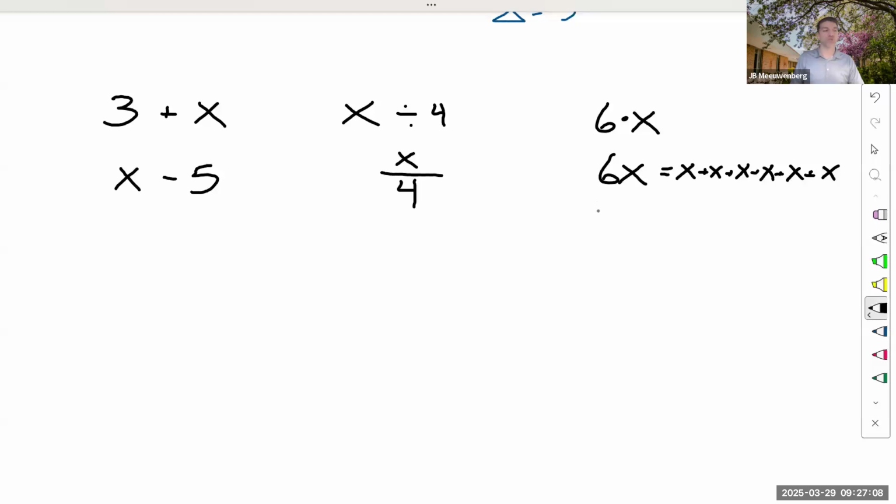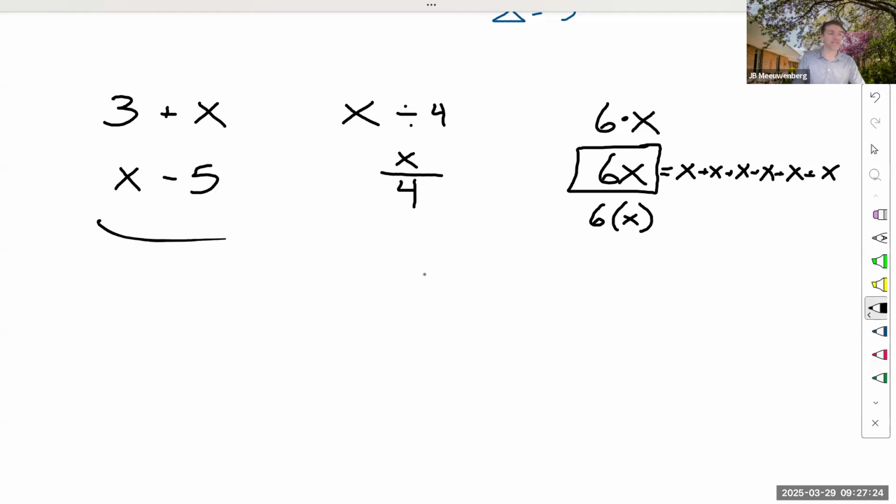Another way we can represent multiplication is with a set of parentheses. This will come in handy later, but this is going to be our most common way when we want to show multiplication with a variable.